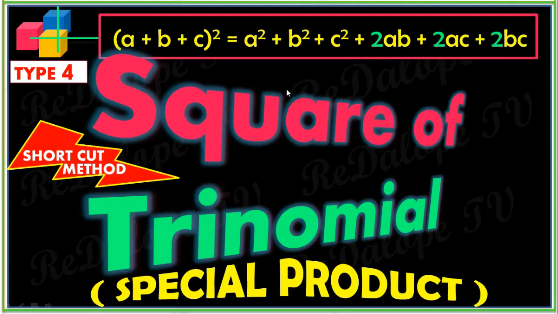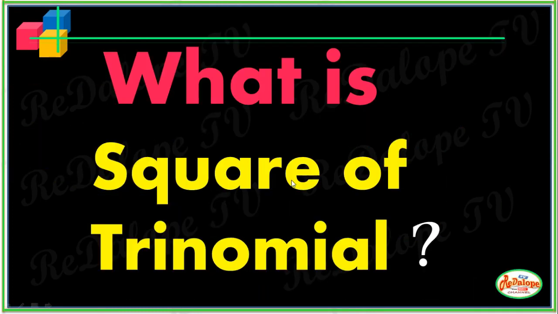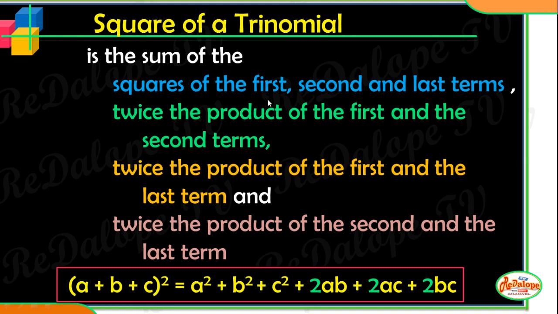We will now be discussing the fourth type of special product, which is known as the square of trinomial. But before we get started, we need to know what is the square of a trinomial. Based on the definition of the square of a trinomial, we can simply work out an equation in connection with this definition. Let A, B, and C be the given three terms to be squared.